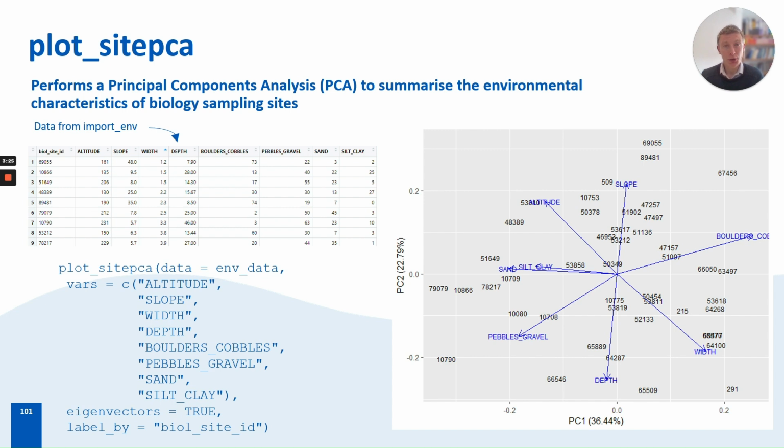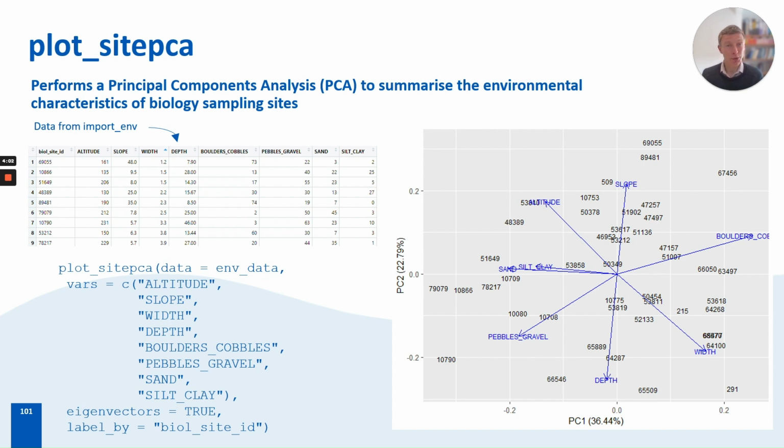The blue lines on the plot are eigenvectors. They show how each of the component or input environmental variables correlates with our principal components. The direction of the arrow points in the direction of the positive correlation, and the longer the arrow, the stronger that correlation is. These eigenvectors allow us to interpret the axes in our plot. So, for example, the first principal component is positively correlated with the percentage of boulders and cobbles, and negatively correlated with the proportion of sand, silt, clay, and pebbles and gravel.